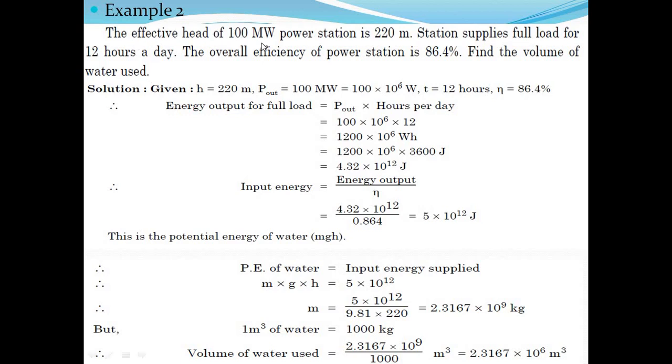The effective head of a 100 megawatt power station is 220 meter. The station supplies full load for 12 hours a day. The overall efficiency of the power station is 86.4%. Then find the volume of the water used.